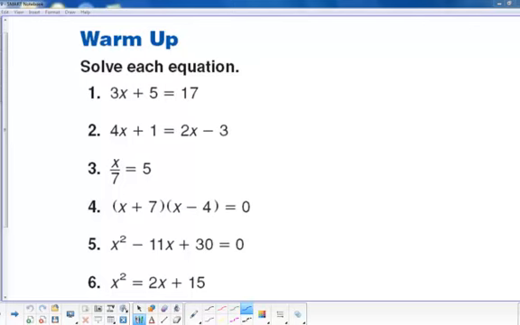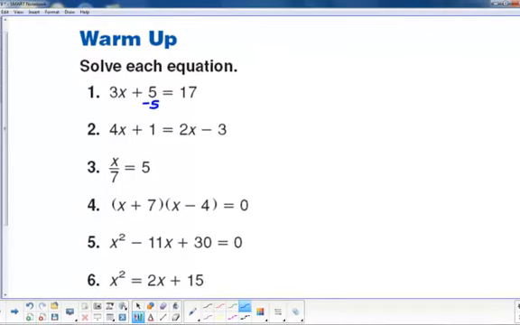All right, we're going to wrap up chapter 11 today. So the warm-up, a quick recap, is these linear equation solvings. To isolate the x, we would first subtract 5 from both sides, giving us 3x equals 12. And then we would divide by 3, so our answer would be x equals 4. You could plug 4 in and check to make sure you did it right. That'd be a good idea.